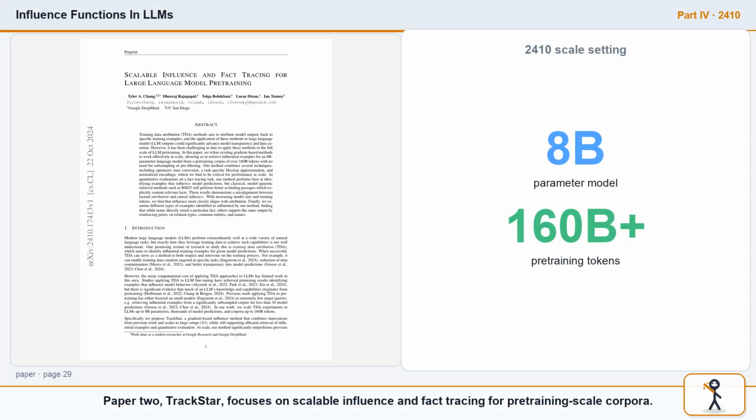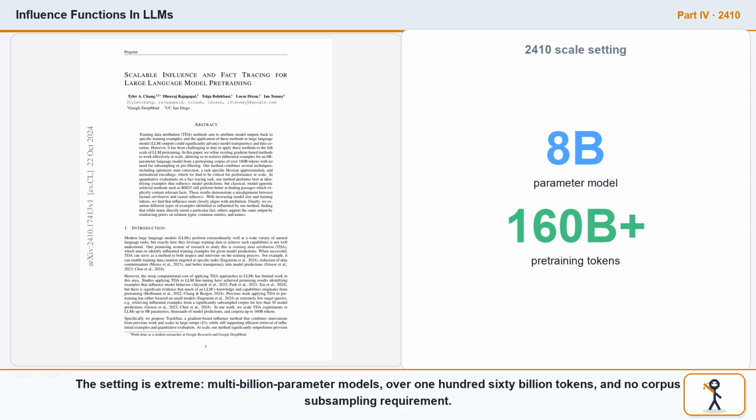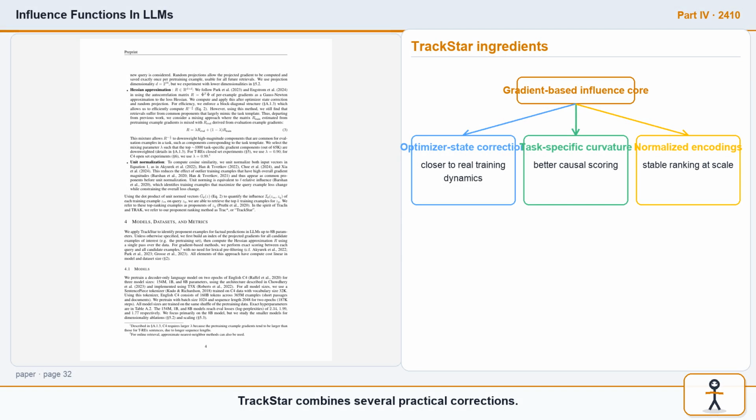Paper 2, TrackStar, focuses on scalable influence and fact tracing for pretraining scale corpora. The setting is extreme: multi-billion parameter models, over 160 billion tokens, and no corpus subsampling requirement. TrackStar combines several practical corrections. Optimizer state correction accounts for training dynamics not captured by naive static approximations. Task-specific Hessian approximation sharpens causal ranking for the objective of interest. Normalized encodings stabilize comparisons across heterogeneous examples.